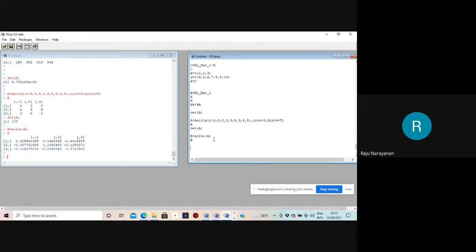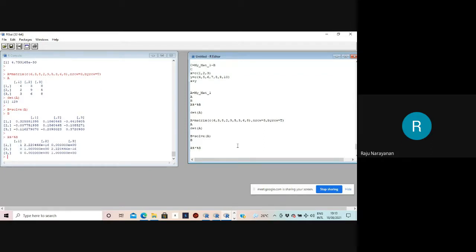What is the technique? A into A inverse is I. Therefore, A percentage star percentage B, we should get I. Otherwise, something is wrong somewhere. Here you can see 1, 2.2, etc., E raised to minus 16, etc. is coming. That is a very small number.